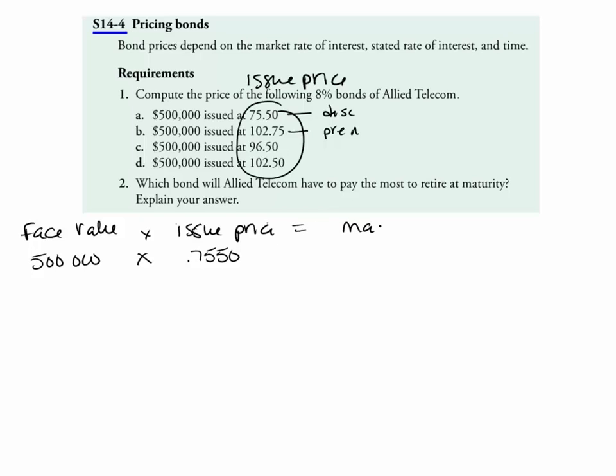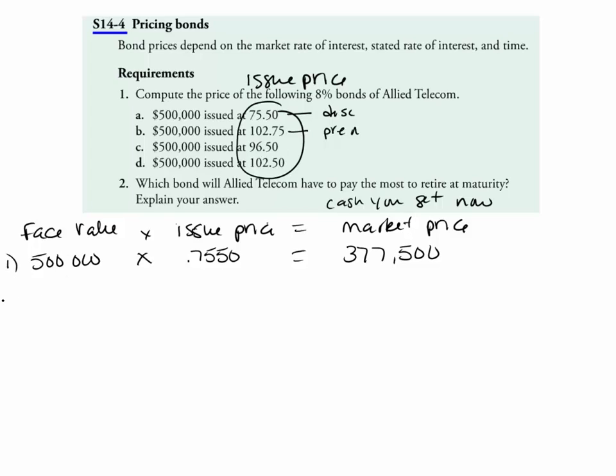That'll give you the market price of the bond, which is basically the cash you get. So in this case, you're getting 75.5% of that 500,000. So cash you get now, we'll say at the beginning, is 377,500. So what that means is they're going to give you 377,500 now, and when the bond matures, you have to pay them back 500,000. That's the difference between the market price and the face value. The difference is the amount of the discount.